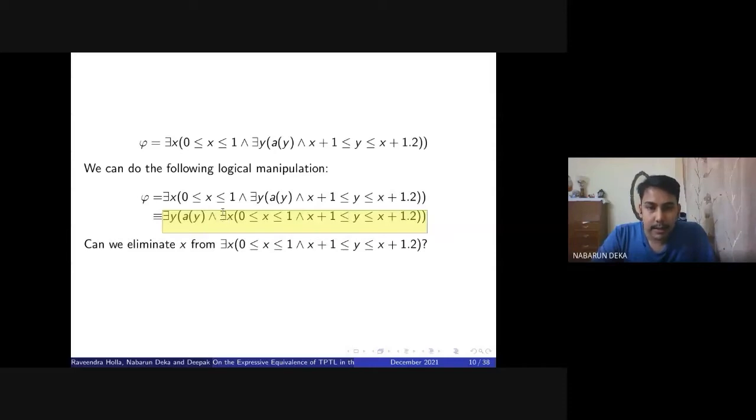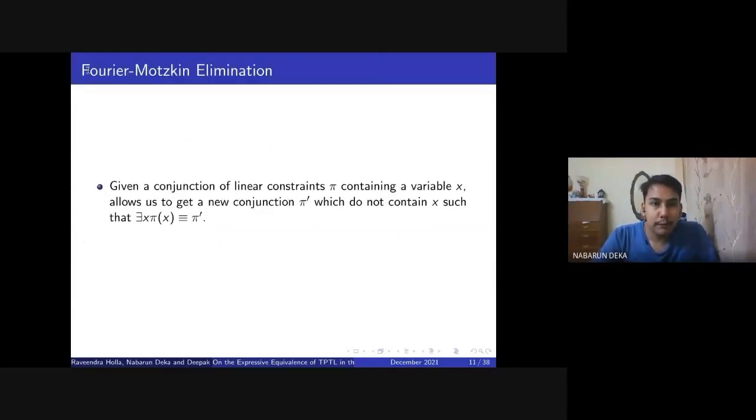Now, in this equivalent sentence, if we can eliminate x from this subformula, then we get a completely active sentence because y is associated to an action point. Now, the question arises, can we eliminate x from this? Yes, indeed we can. For that, we use the Fourier-Motzkin elimination. Fourier-Motzkin elimination allows us to remove a variable x from a conjunction of linear constraints to get a new conjunction of linear constraints such that this holds.